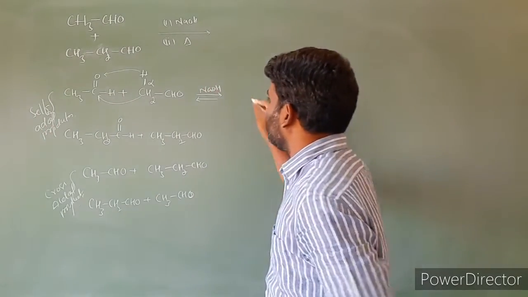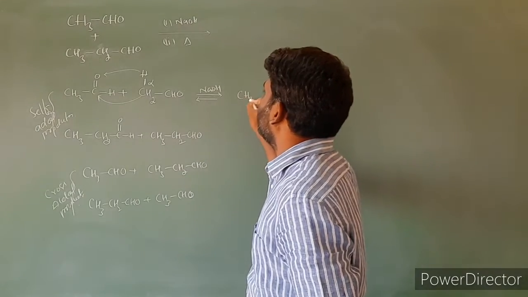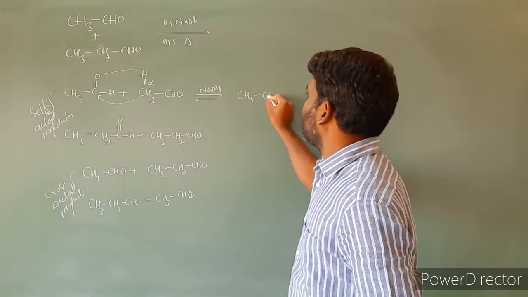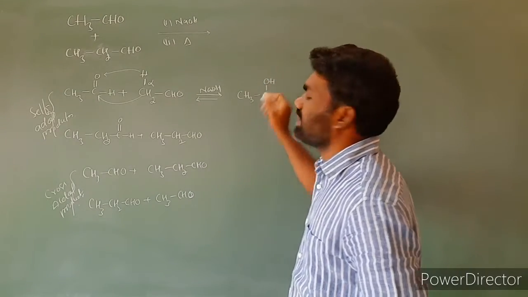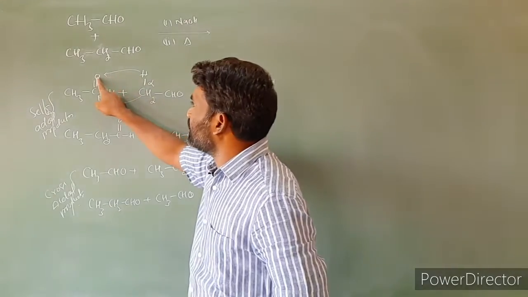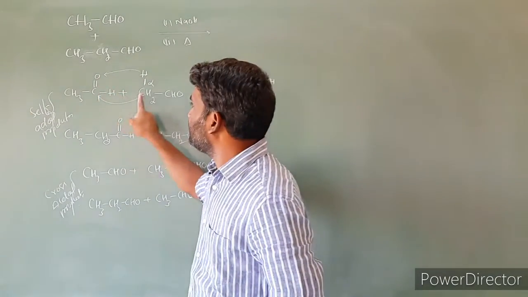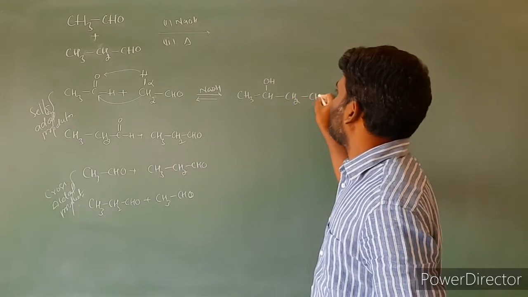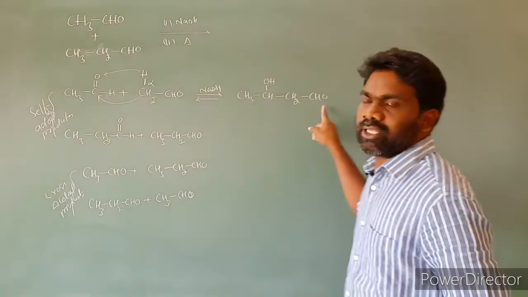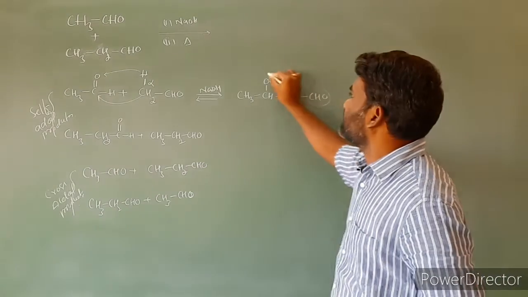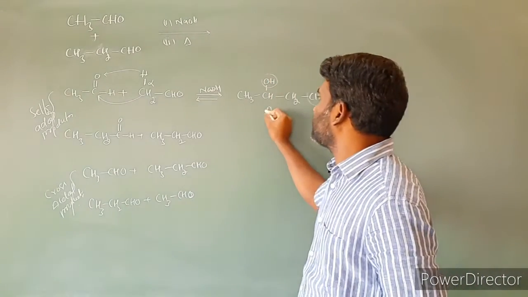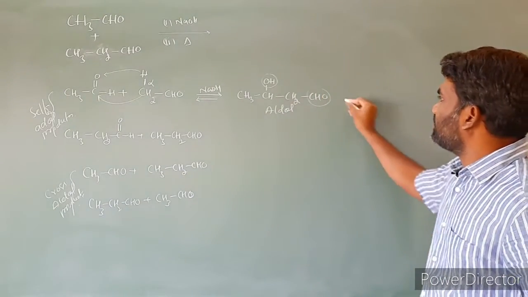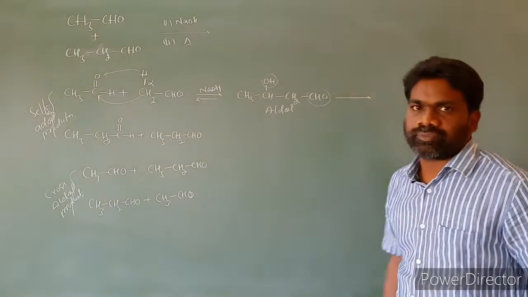Then what is the product we can expect? Here CH3, CH, OH, then CH2 CHO remaining. As discussed in the previous class, this H attaches to this one, this O becomes OH, and this carbon is joining to this carbon. So this is aldehyde, this is alcohol. What should we call this product? This is aldol. Then the next thing we have to do is heat it.